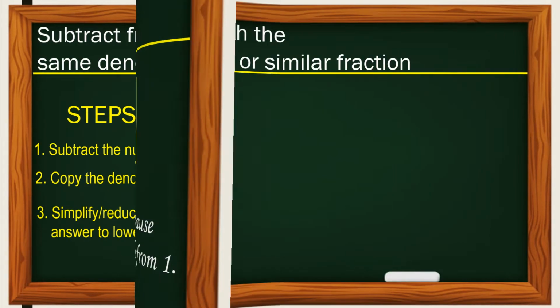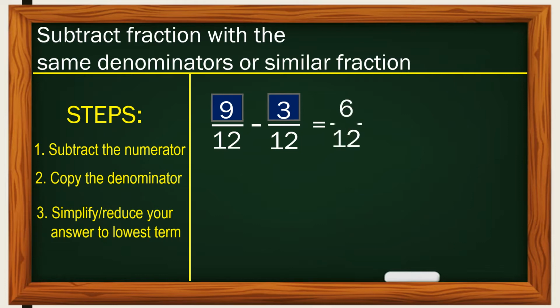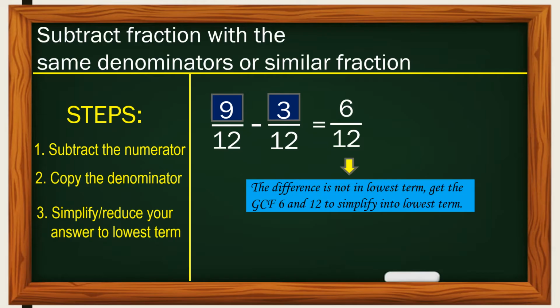Next example, 9/12 minus 3/12 is equal to. So, we're going to subtract the numerator, which is 9 minus 3 is equal to 6/12. And then, the difference is not in lowest term.